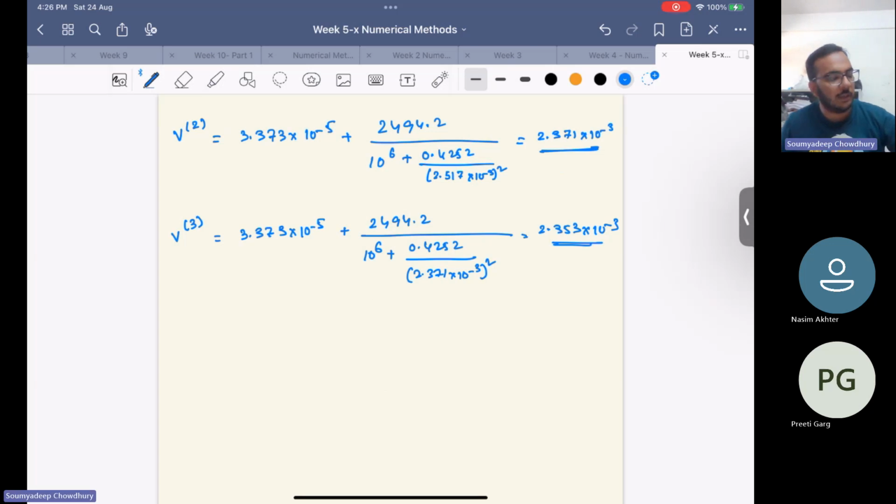But the only disadvantage of this type of method is the initial guess. For any practical problem, you have to provide the initial guess correctly. Then this algorithm can easily solve any kind of equation. Is it clear, Nasim and Preeti?